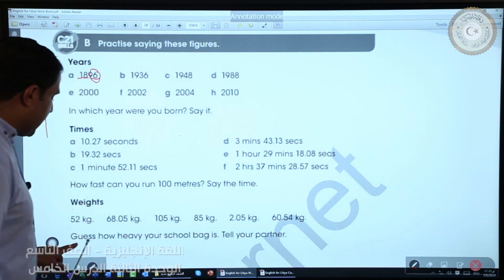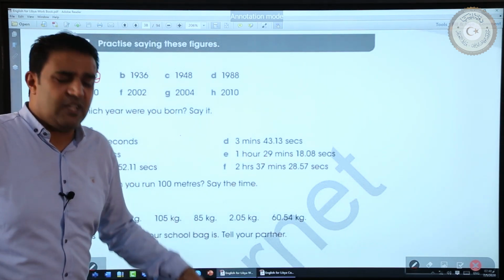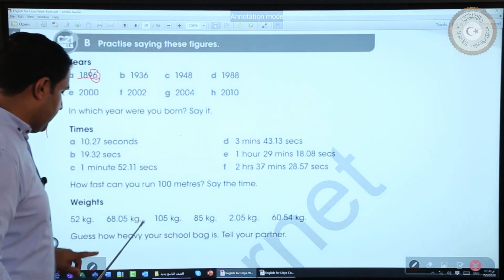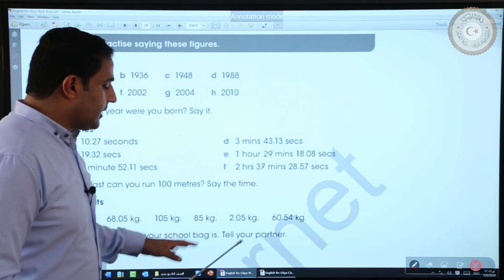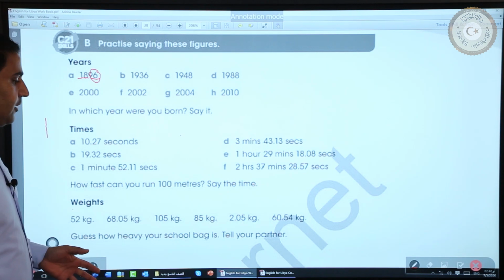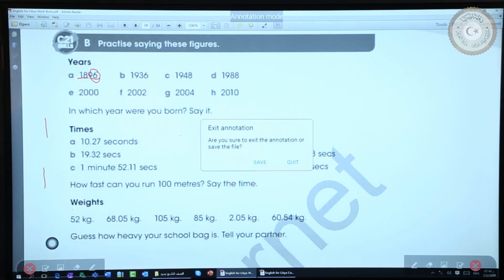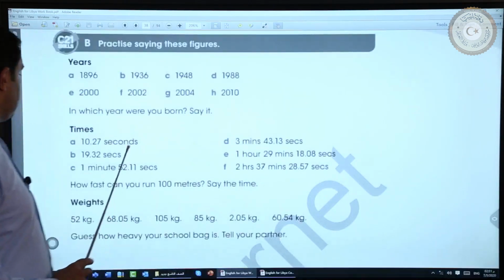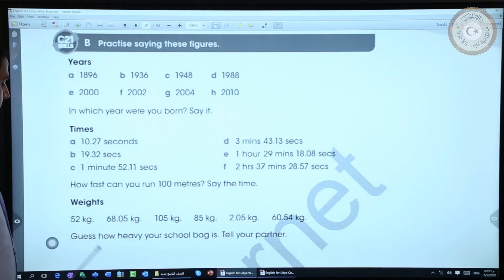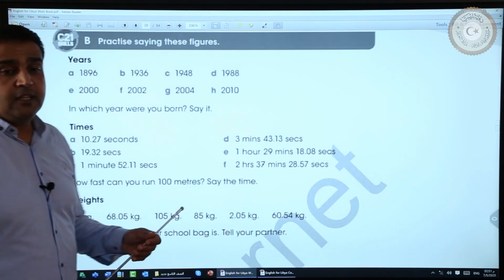So this is the question. Guess how heavy. How heavy? What's mean how heavy? Oh, heavy. Good. Your school bag is. Guess how heavy is it? Is it 5 kilograms, 2 kilos? It depends. Okay. So this is the way how to say the numbers in English, in time, and in years, and in weights. I think this is the most important thing in this lesson.